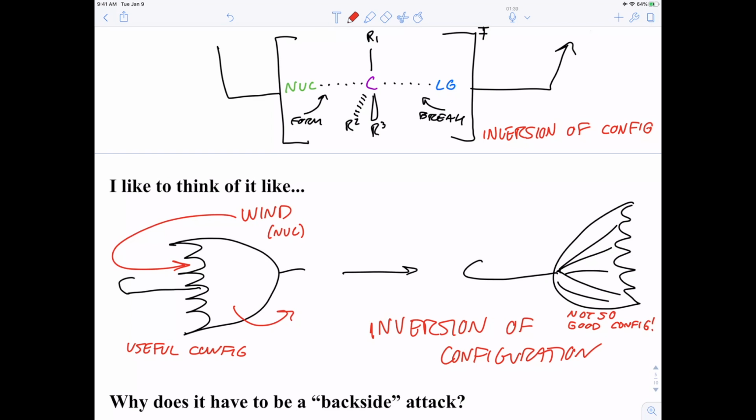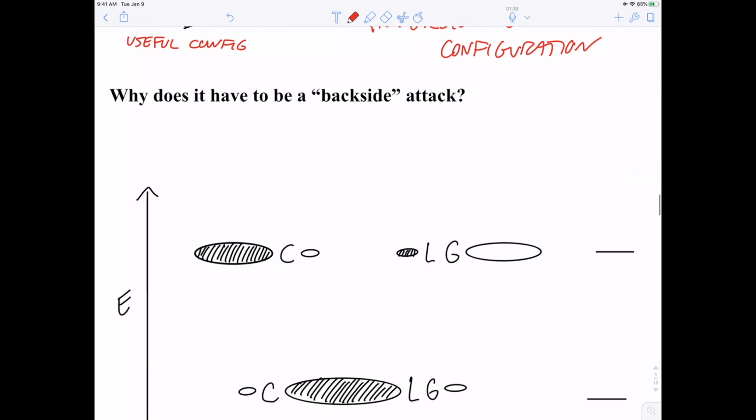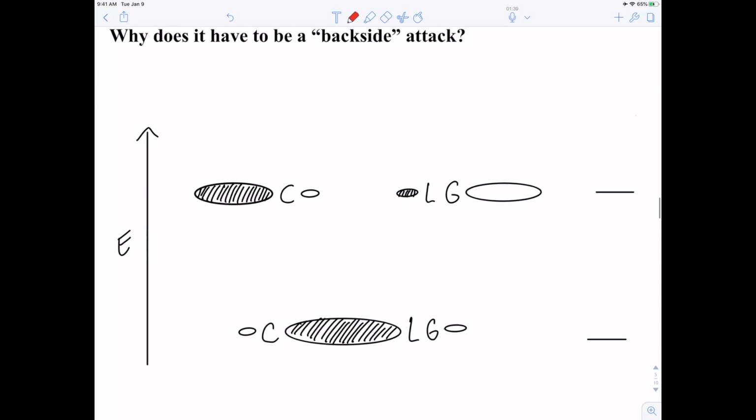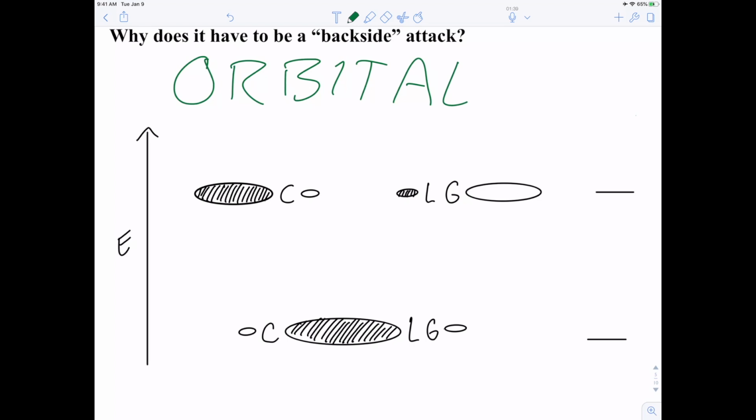So this happens every time, but why? Why does it have to be that way? Well, perhaps you would have already guessed it. We're talking about orbitals. Orbitals are really important for considering why anything happens in chemistry, but particularly for this reaction, it explains really nicely why the backside attack occurs.